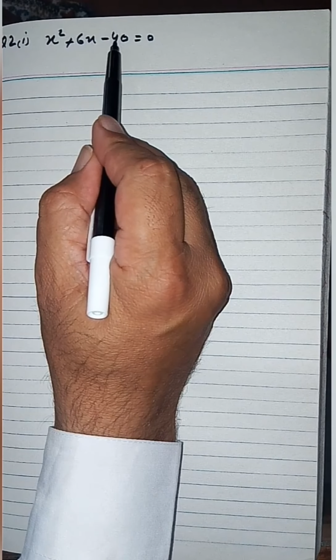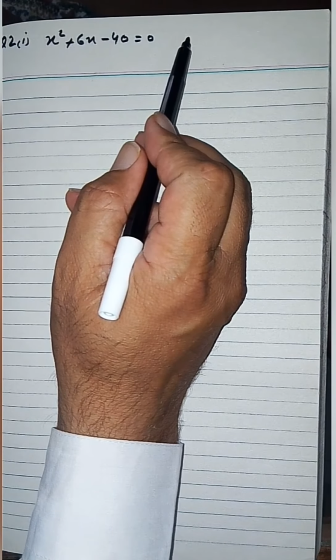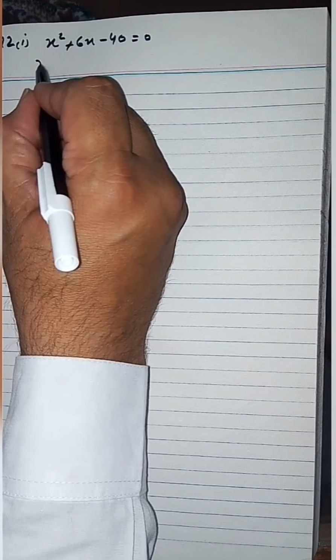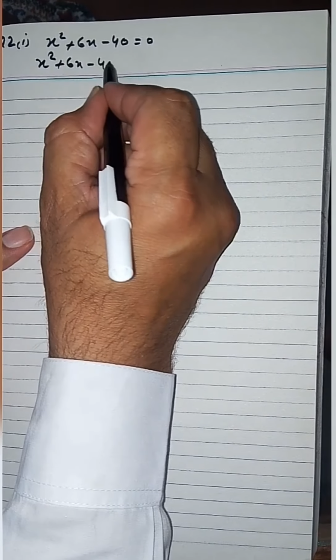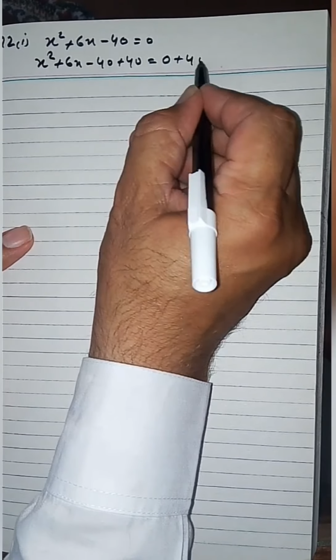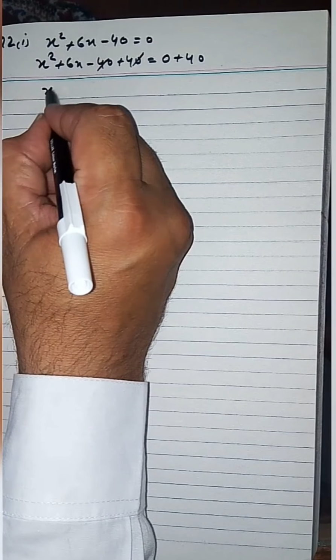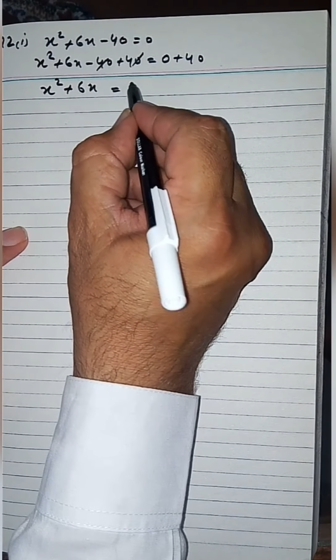Now we will shift this 40 to the right side. So how? By adding 40 on both sides. So x square plus 6x minus 40 plus 40 equals 0 plus 40. These two cancel. Here remains x square plus 6x equals 40.